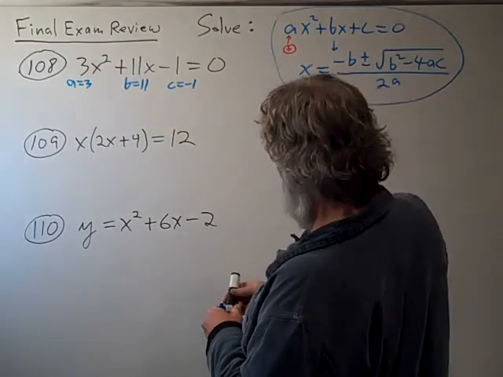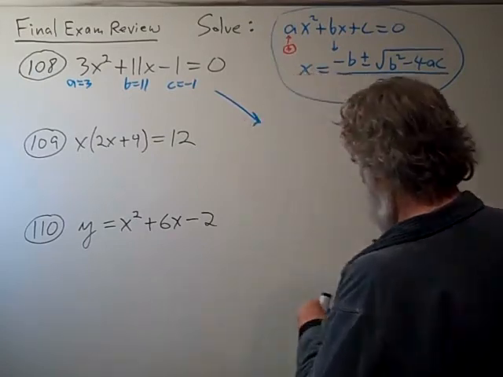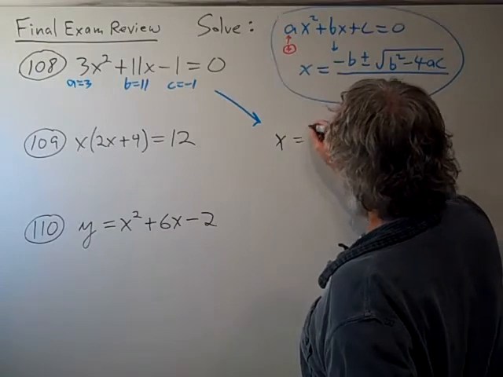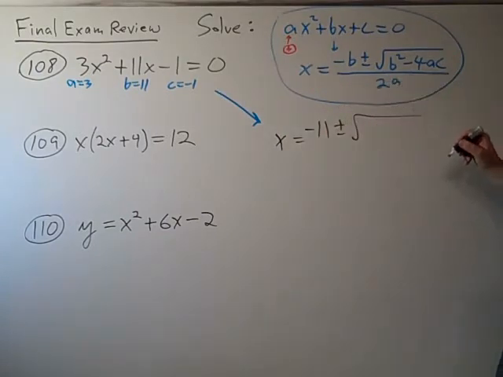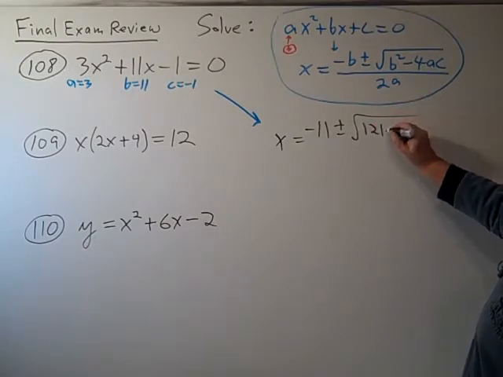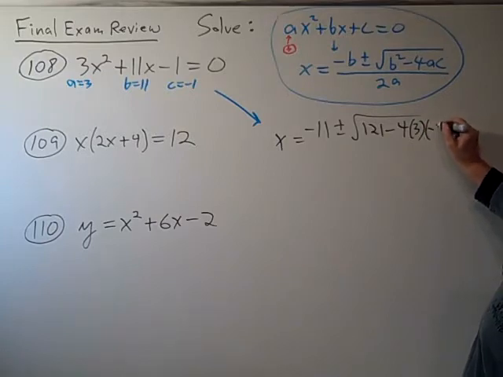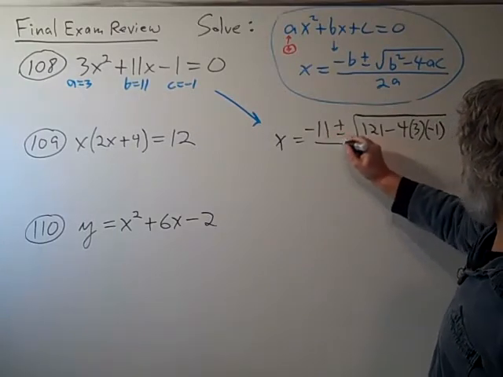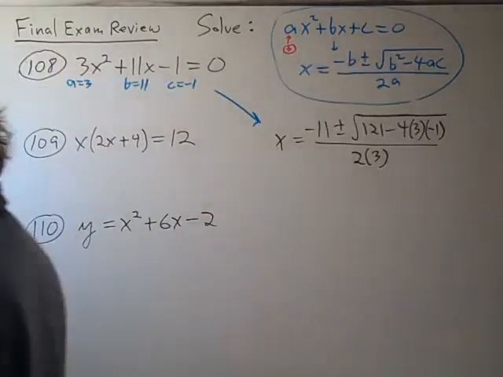So we can right away begin substituting into the equation our particular values for a, b, and c. So we have x equaling -11 plus or minus the square root of -11 squared, which is 121, minus 4 times a, which is 3, times c, which is -1. All of this now we divide by 2 times a, which is 3. A is equal to 3 here.